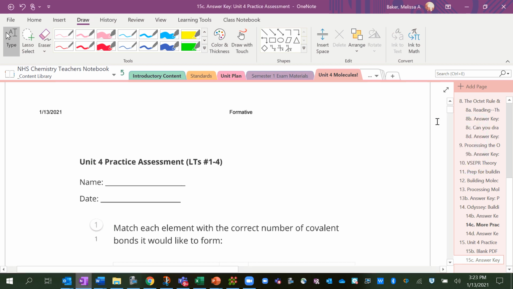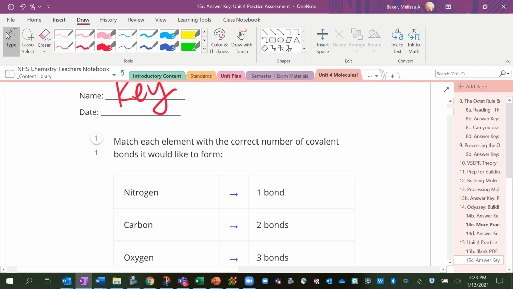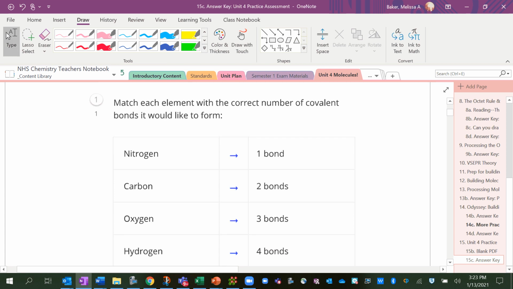All right, let's take a look at the Unit 4 practice assessment. The first question says match each element, nitrogen, carbon, oxygen, and hydrogen, with its correct number of covalent bonds that it would like to form.